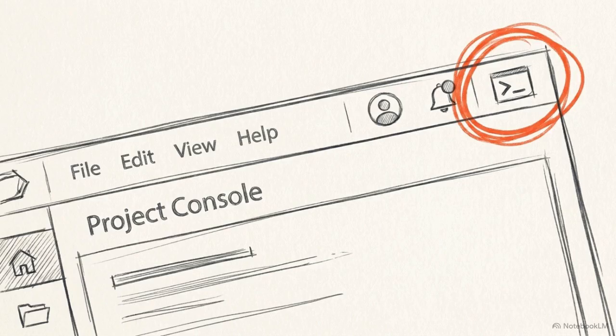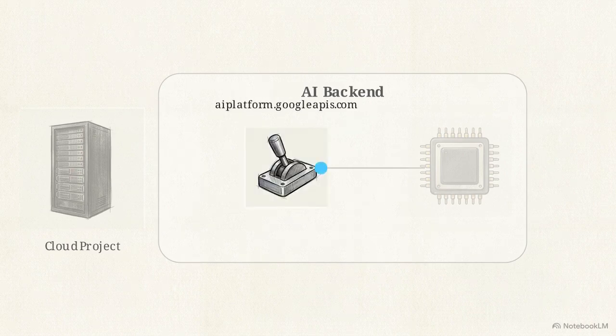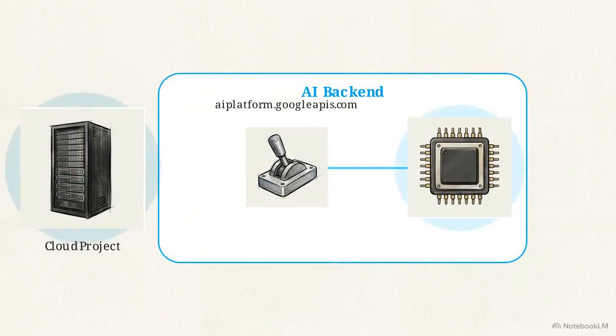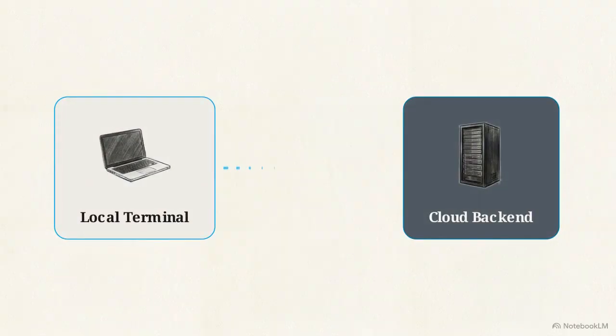With your project selected, click the terminal icon in the upper right to open the Google Cloud Shell. We need to activate the machine learning backend by enabling the AI platform APIs. The command is gcloud services enable aiplatform.google.com project equals your project ID. Swap the placeholder for your actual project ID. This activation is necessary to route local requests through Google's cloud-side processing engine.